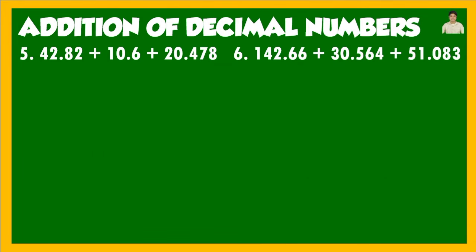And then, let's have another given. So, dito naman, tatlo na po ang ating ina-add. So, ganun pa rin po naman yung process. Kailangan po nating isulat yung mga numbers in column. Kailangan nating i-align yung mga decimals. So, 42.82 or 42 and 82 hundredths plus 10.6. So 10 and 6 tenths. And then plus 20 and 478 thousandths.